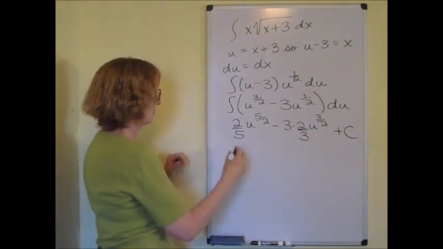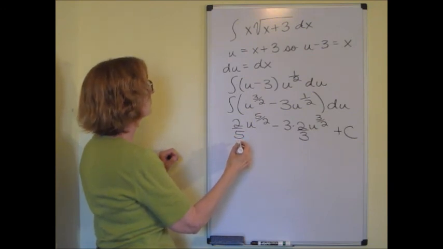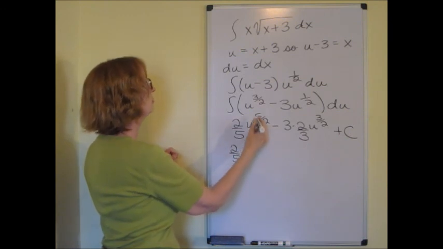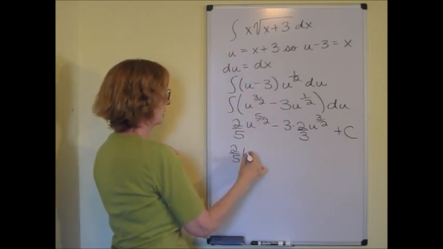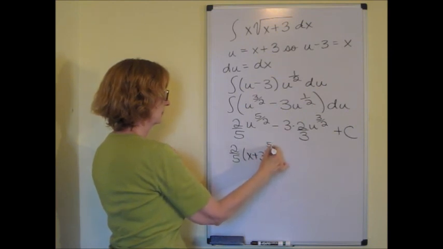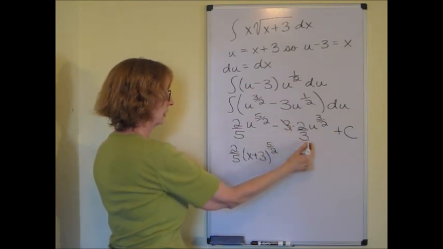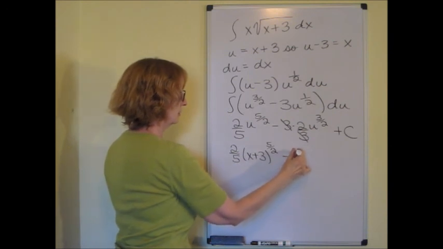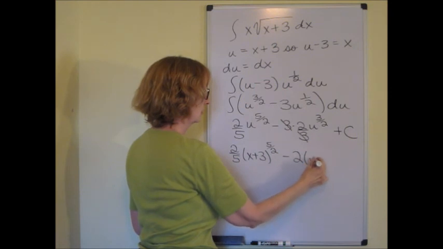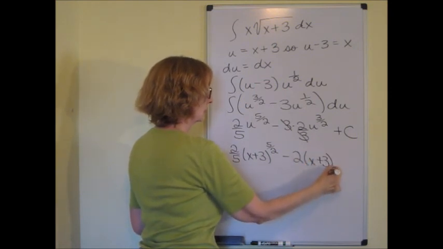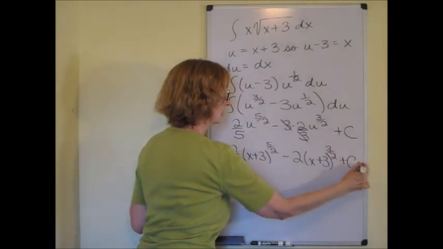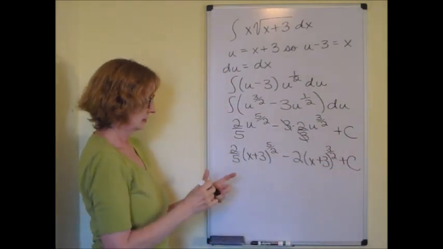And let's see what we've got. So I have 2/5. My u is x plus 3, so I'll say x plus 3 to the 5/2. Here the 3's cancel. That's just going to leave me minus 2. Our u is again x plus 3 to the 3/2 power, and then plus c. And there we've done it.